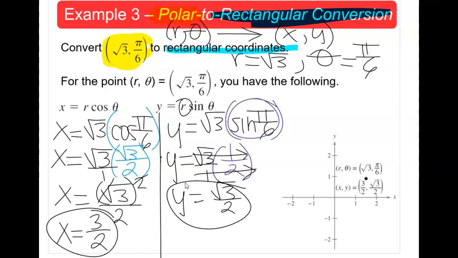So our point went from being square root of 3 comma pi over 6 to be 3/2 comma the square root of 3 over 2. And you could see here they're graphed, both of them. We have it here in polar form, and then we have it in rectangular form right here. Same point.